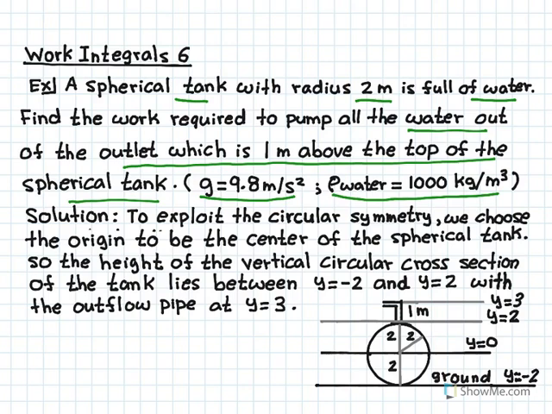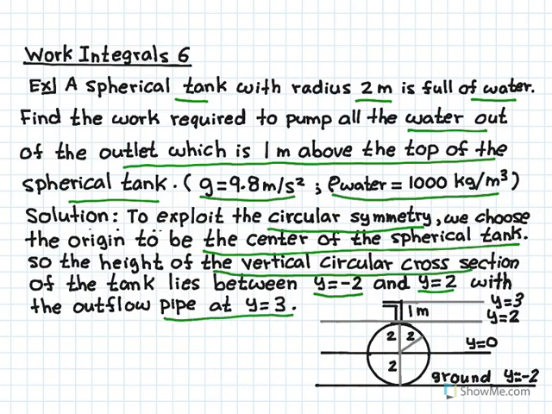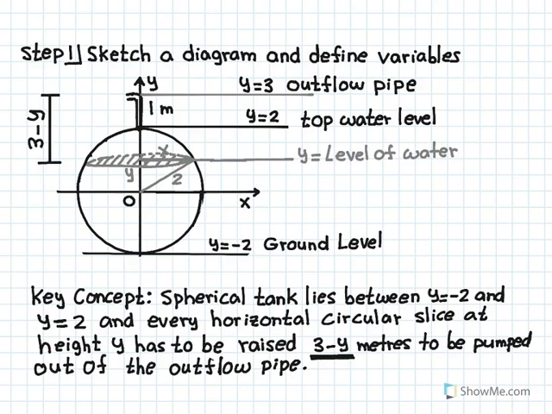So to exploit this circular symmetry, we choose the origin to be the center of the spherical tank. We do this to make the integration easier. So the height of the vertical circular cross sections of the tank lie between y equals minus 2 and y equals 2, with the outflow pipe at y equals 3, and here's the diagram. Notice that the ground level is at y equals minus 2 and y equals 0 goes right through the center. The x-axis goes right through the center of the sphere.